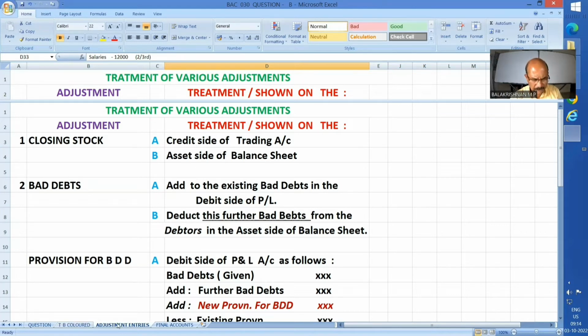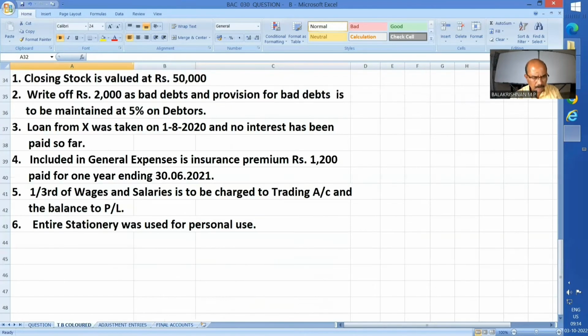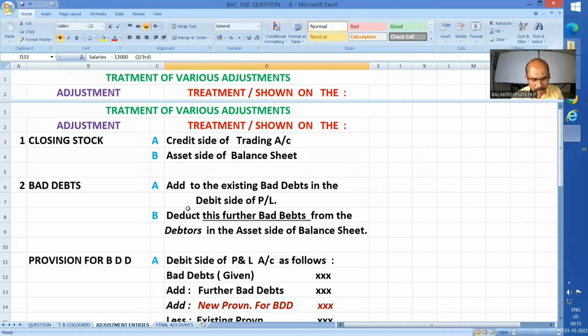Now, next adjustment. Write off rupees 2,000 as bad debts and provision for bad debts is to be maintained at 5% on debtors. Bad debts, an amount is already given. Add to the existing bad debts in the debit side the given amount, and deduct this further bad debt from the debtors in the asset side of the balance sheet. Those are the two aspects. One, you show as an addition to the existing bad debts in the debit side of profit and loss account, and the other one as a deduction from the gross debtors in the asset side of the balance sheet.